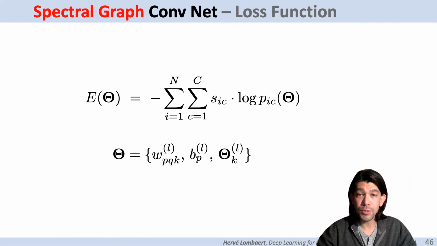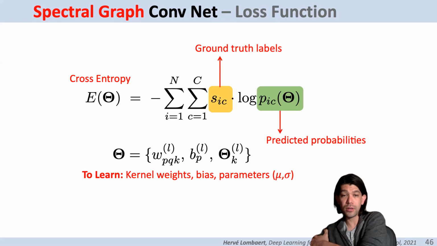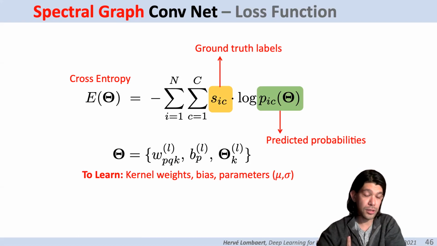The loss function can be, for example, the cross entropy, where you would learn from a ground truth data set. You have a manual parcellation here that the model will try to learn, predicting the probabilities. And what you would learn, again, are the kernel parameters: the weights, the centers, the covariances, the biases.